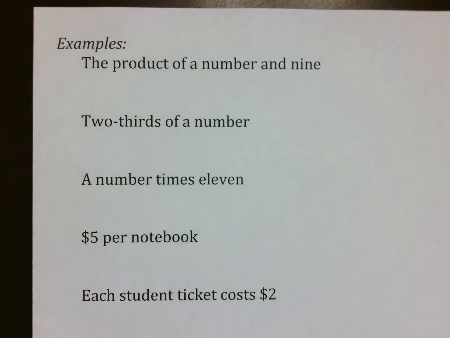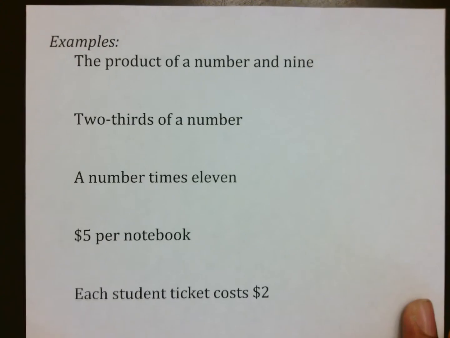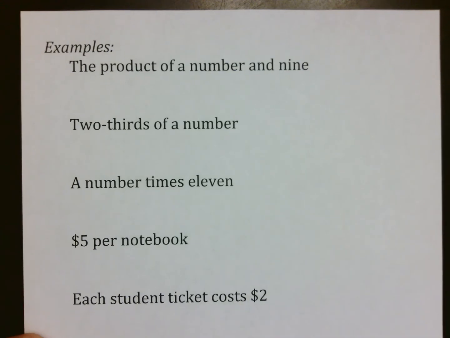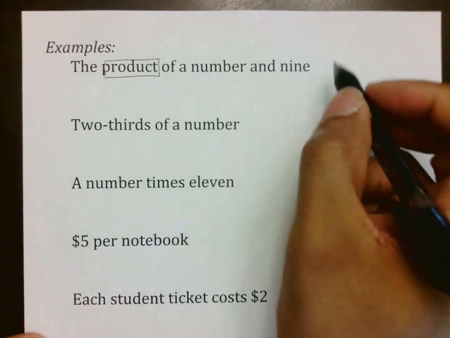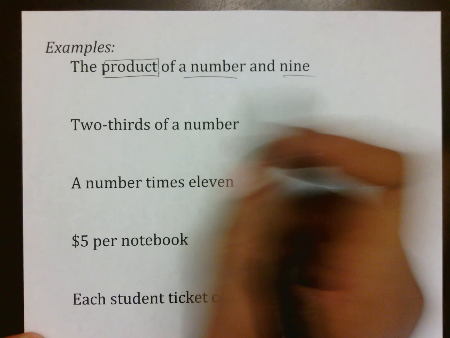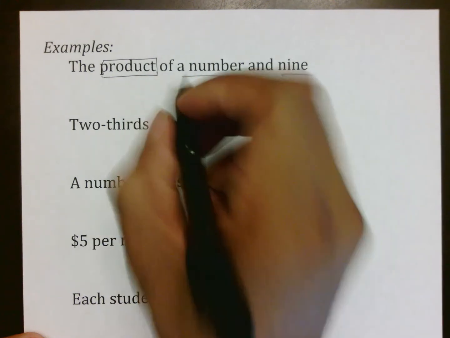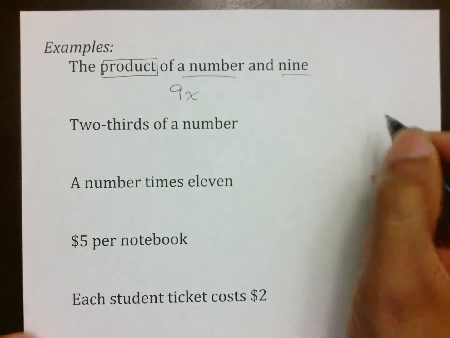And then we have some examples here for you to watch or get written down. The prompt here is product. That means times, a number, and 9. That's an x, that's a 9, but remember, in multiplication we put number first, variable second.